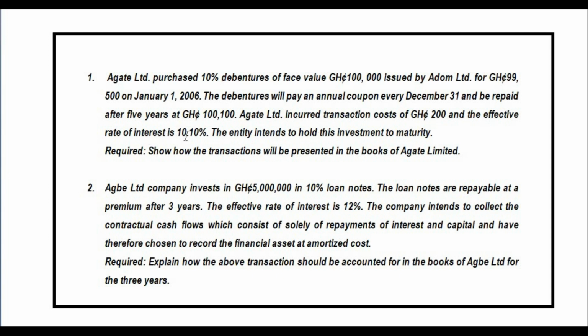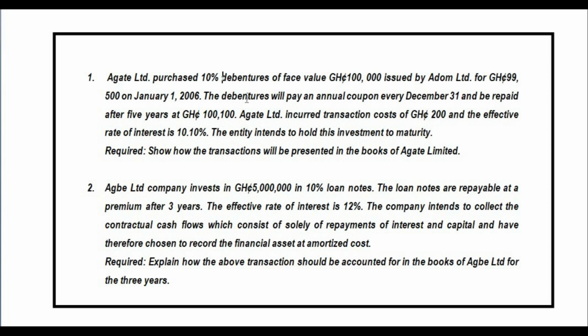10.10%. So the effective interest rate here is the rate that shows how the financial asset will mature over time. So that is the rate that causes the asset to mature over time. So in this question, it will mature before payment is made, which means payment is made in arrears.